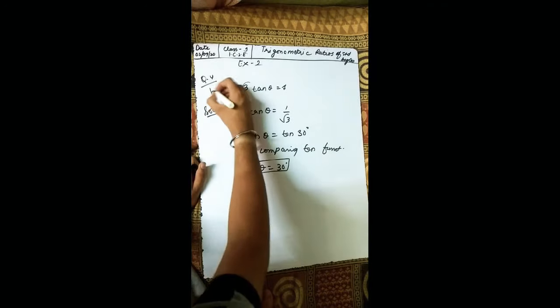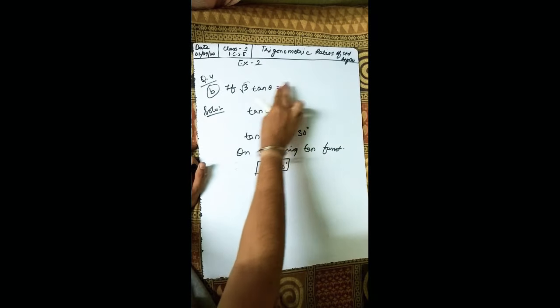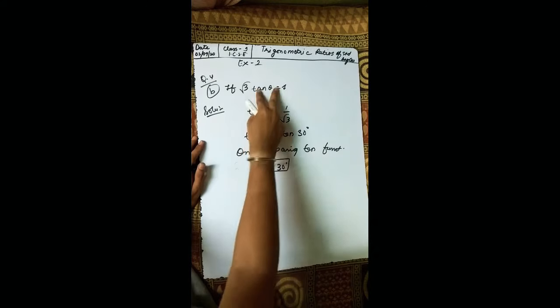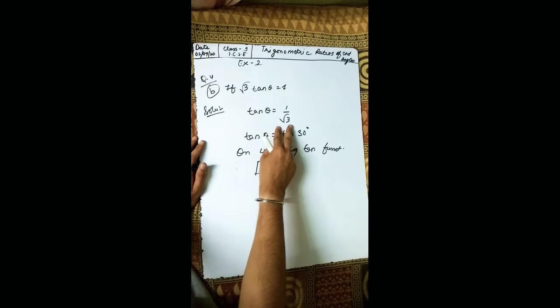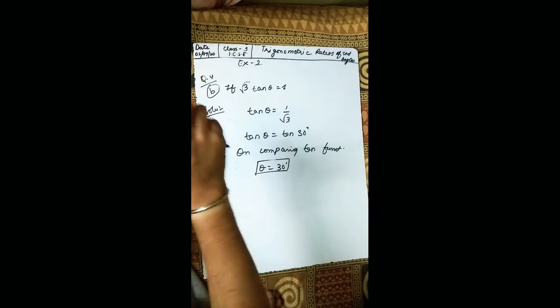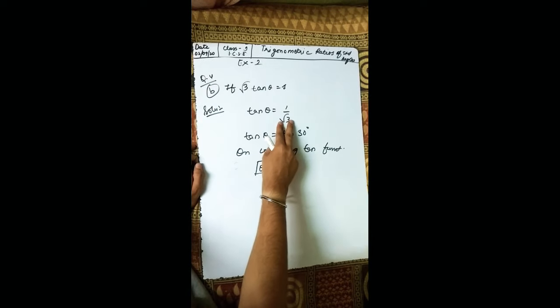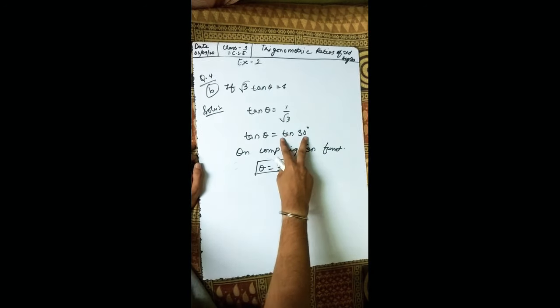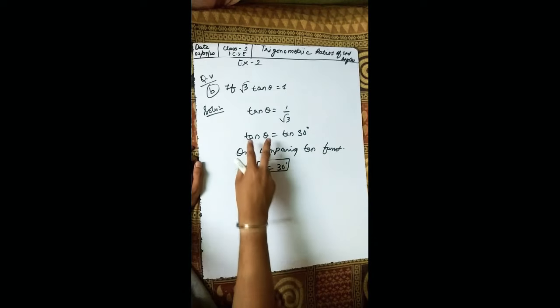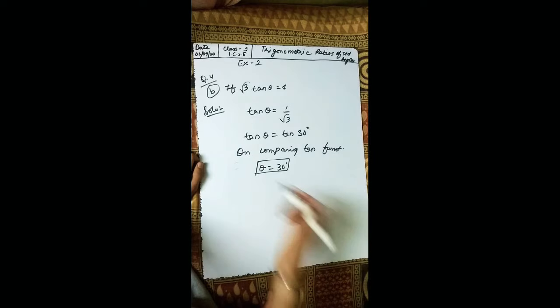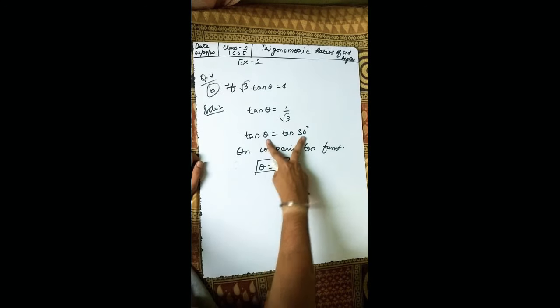Okay, now let us come to the fourth question. The B part I'm doing. If root 3 tan theta is equal to 1, then you need to find the value of theta. Keep tan theta here, take root 3 to the denominator: 1 upon under root 3. Now if you see the tan chart, 1 upon root 3 is the value of tan 30 degree. Now you have tan theta is equal to tan 30 degree. What others do is cancel this tan and get theta equal to 30 degree.